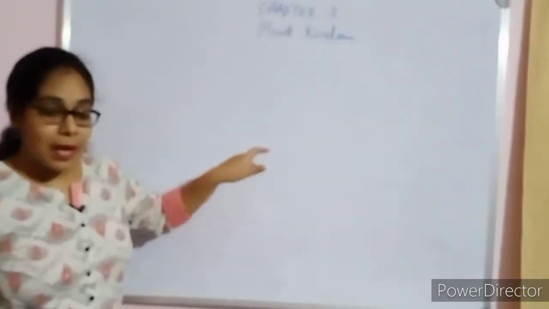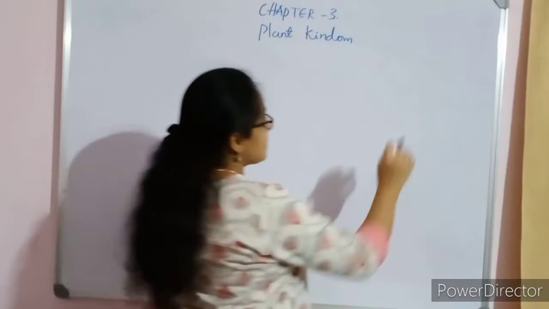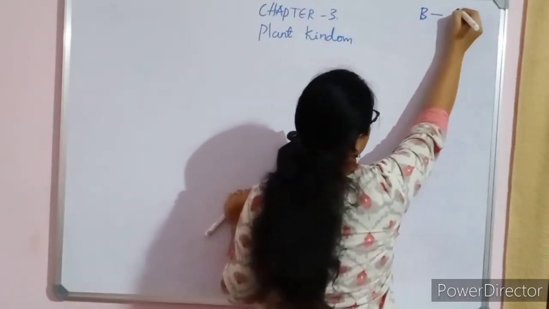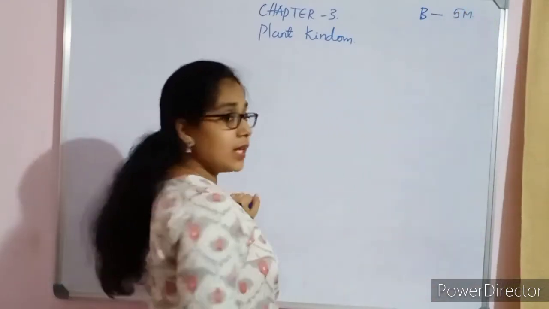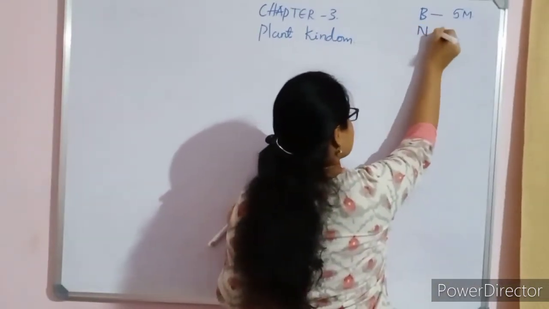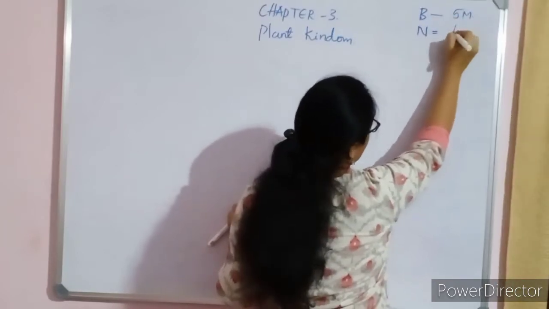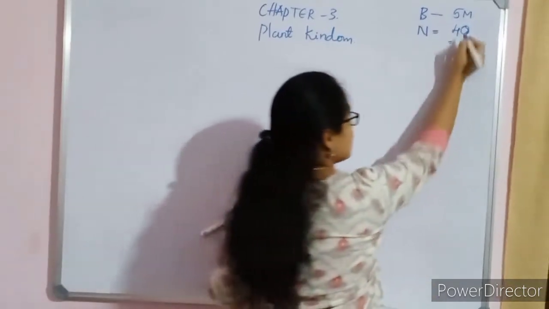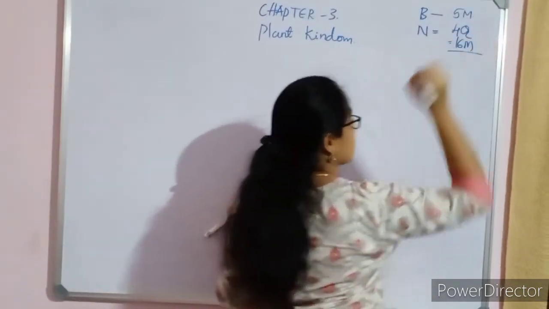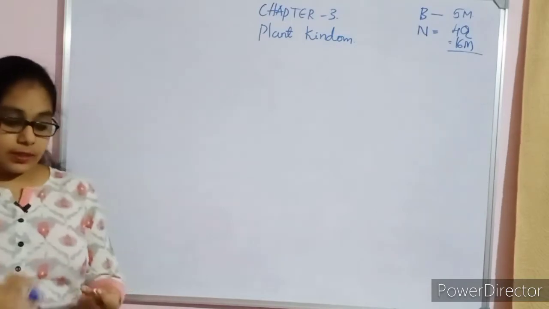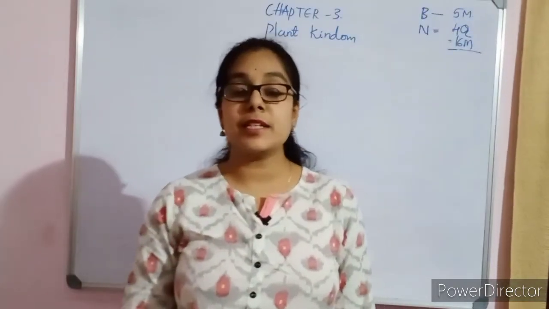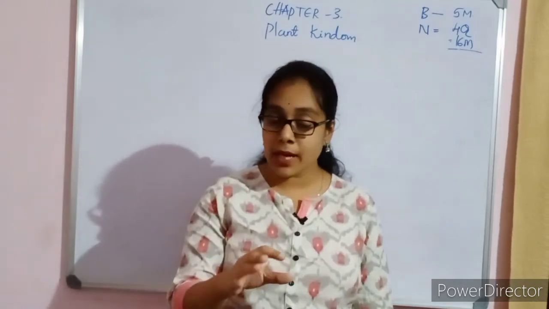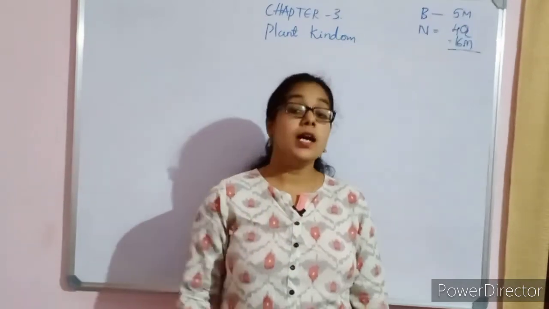So this Plant Kingdom chapter, in your board examination you are going to get about 5 marks. And in your NEET examination you are going to get about 4 questions. That means totally you are going to get 16 marks for the NEET examination. Clear?